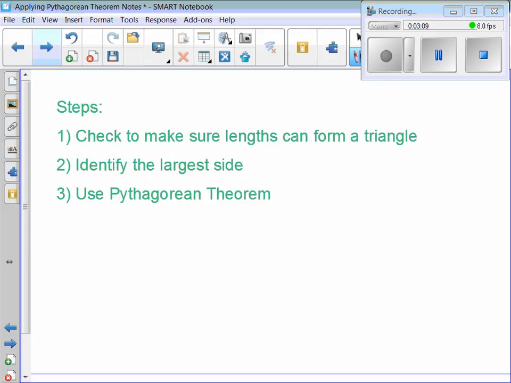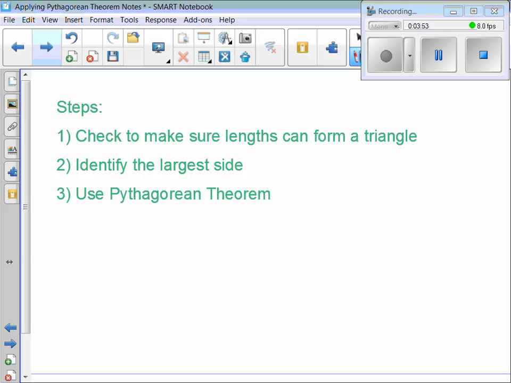So there's kind of three steps here to solving these. Step one is check to make sure the lengths can form a triangle. In order to form a triangle, we need to check to make sure it passes the triangle inequality theorem. Your triangle inequality theorem states the sum of two sides must be greater than the third. If it passes, then you need to go to step 2. If it does not pass, you are done and the triangle cannot be formed. So if it passes, we then go to step 2, identify which is the largest side of the lengths given, and then we use Pythagorean theorem to determine which type of triangle it is.